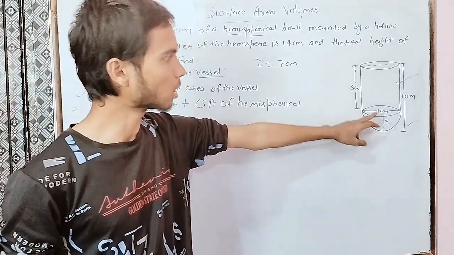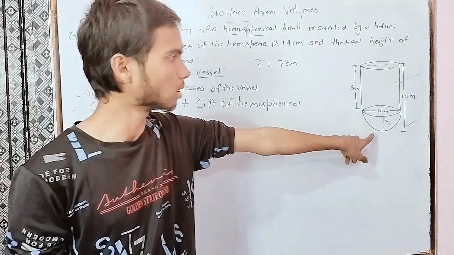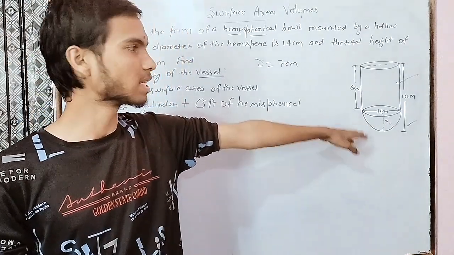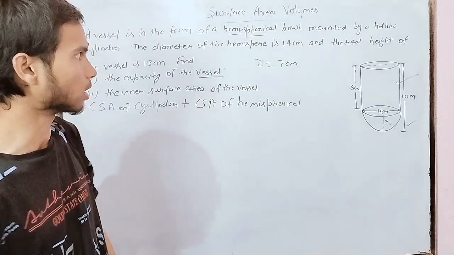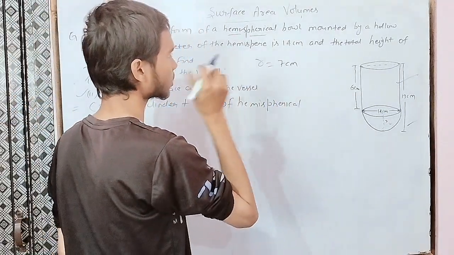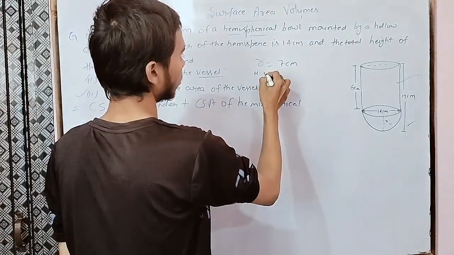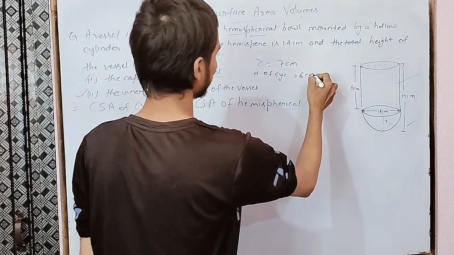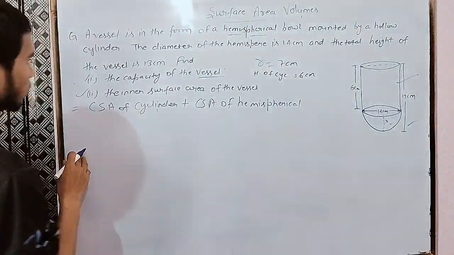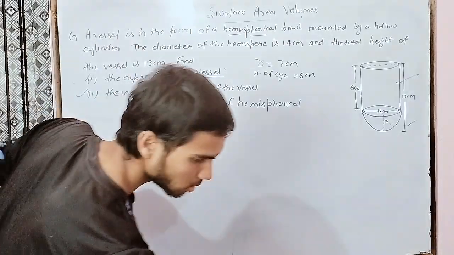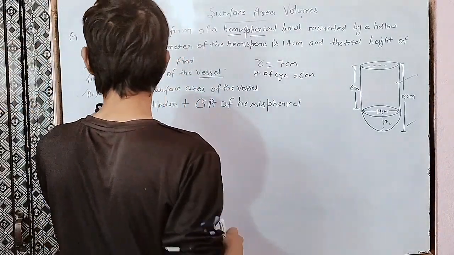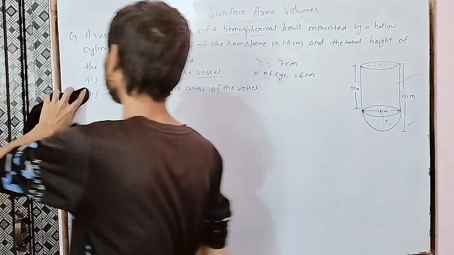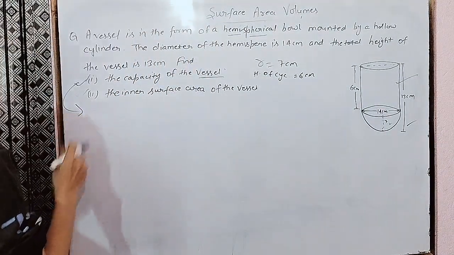If you want to know the height of the hemisphere, 7 will be the radius as well as the height for this hemisphere. So the height of the cylinder would be 6 centimeter. Clear? Now let's find the solution for the first question, the capacity of the vessel.